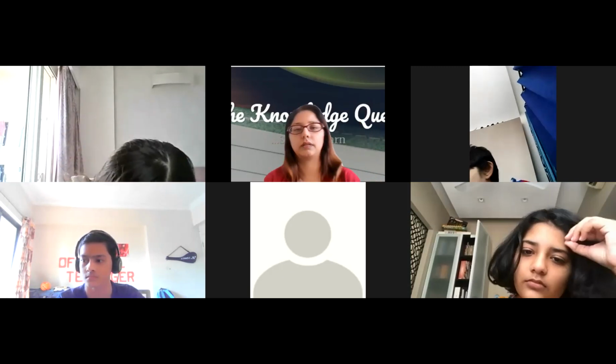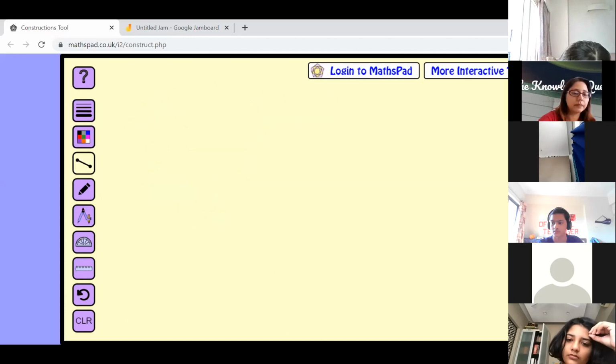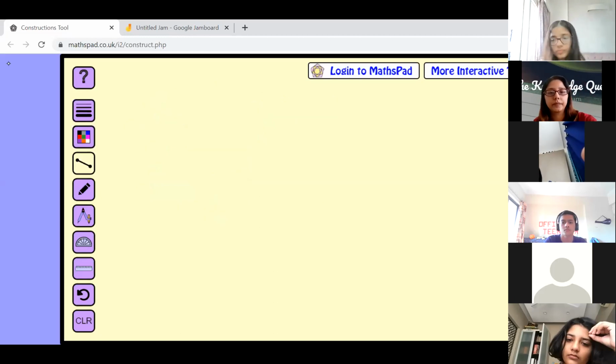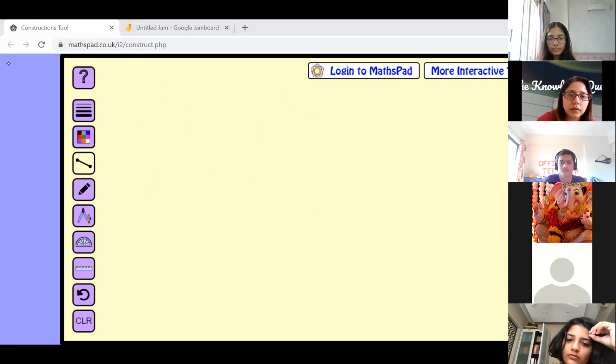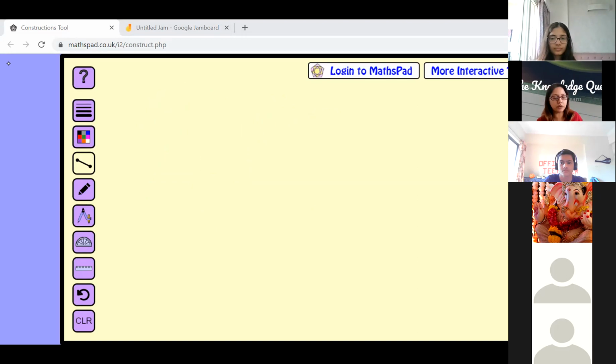Miss, by the way, your screen is not shared. Okay, yeah. Jyoti, beta, where are you? You've not shown me the previous one. I'm doing it on my iPad. How are you constructing on the iPad, beta? I have this online constructing thing. But you can't use online. You have to draw it in your register, kids.